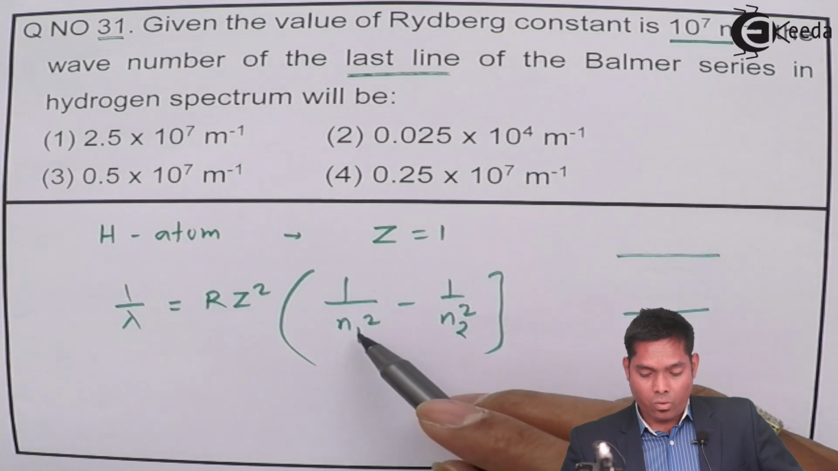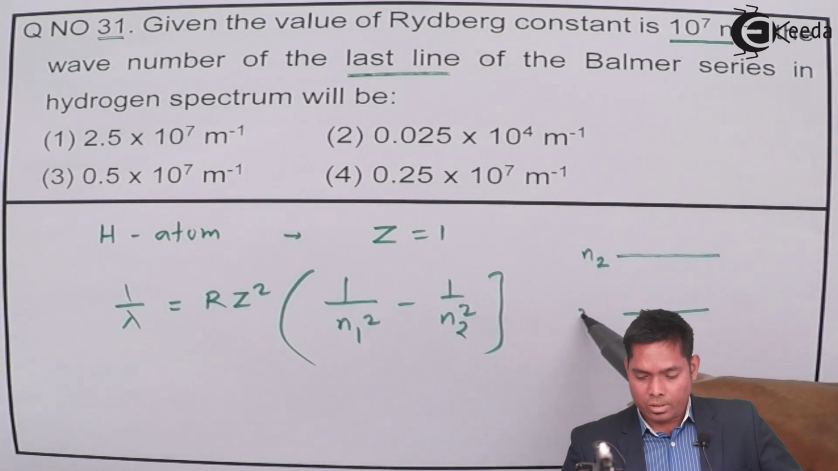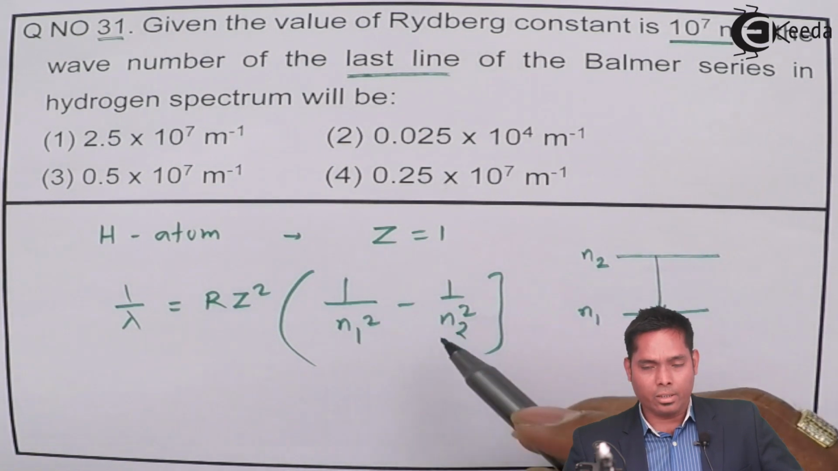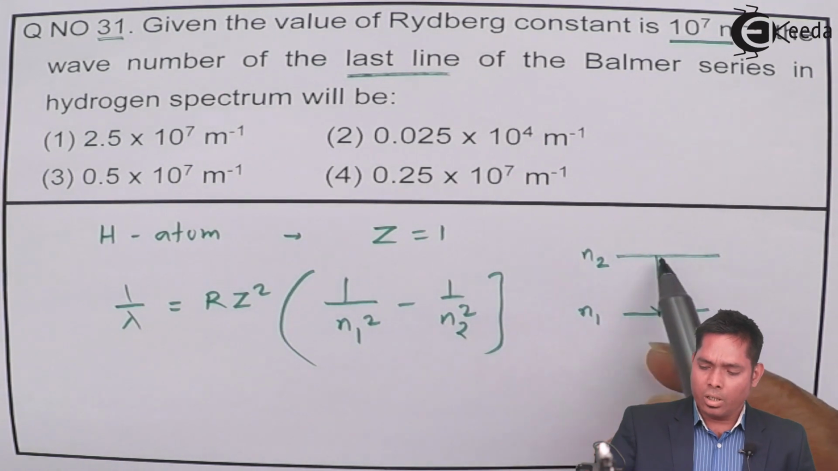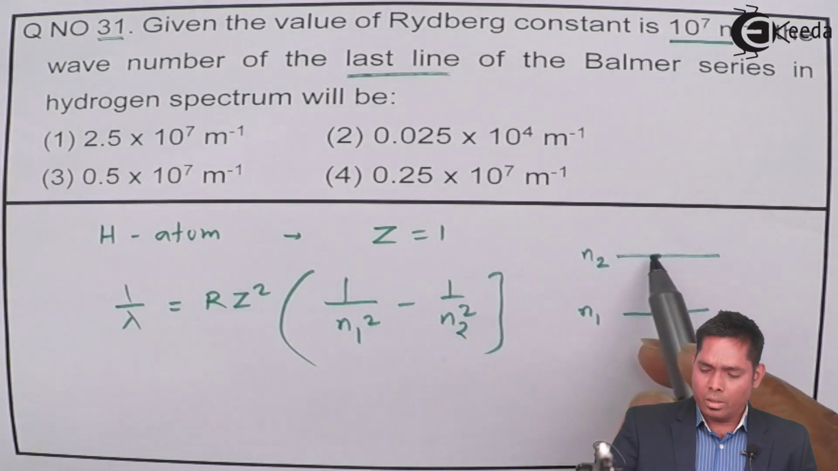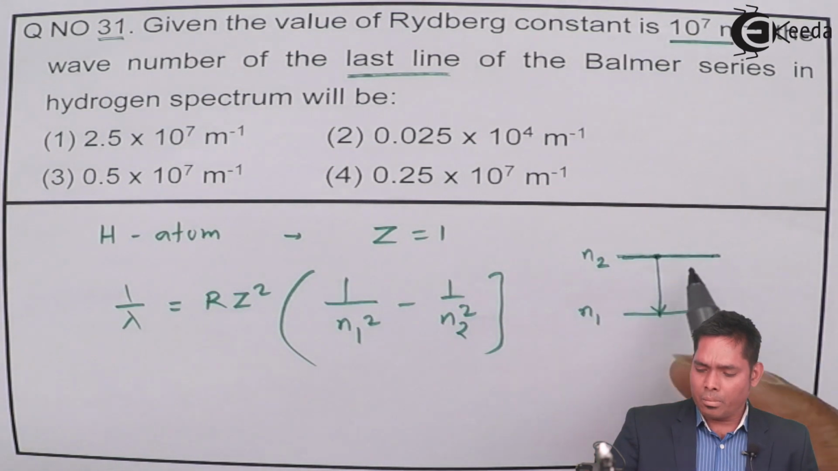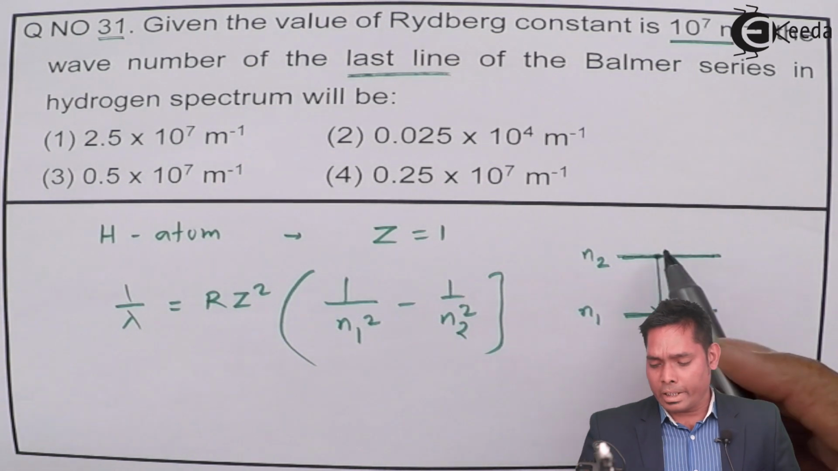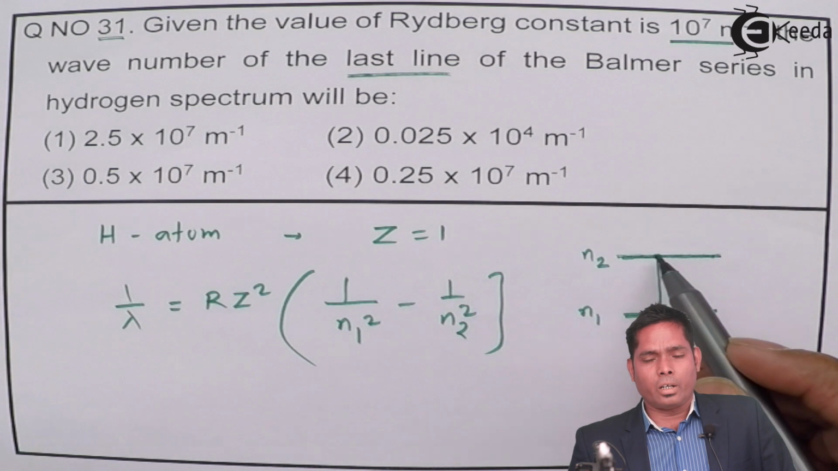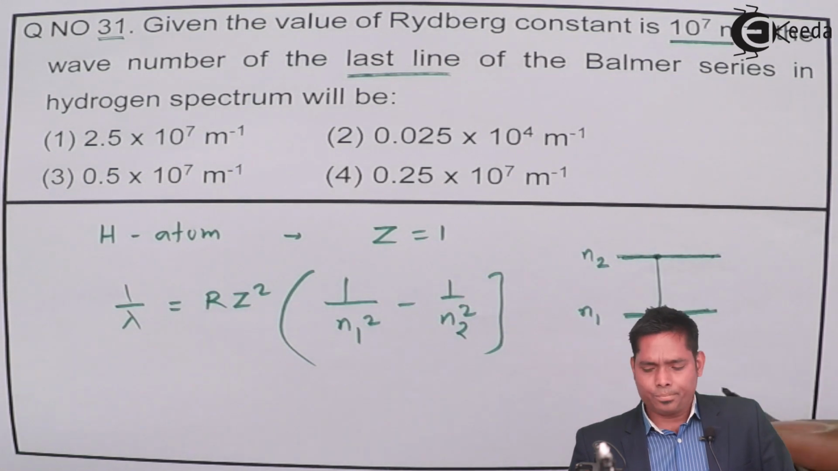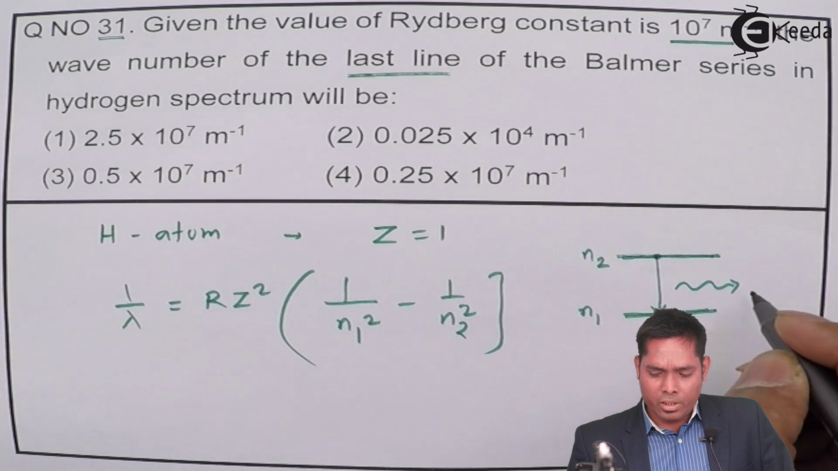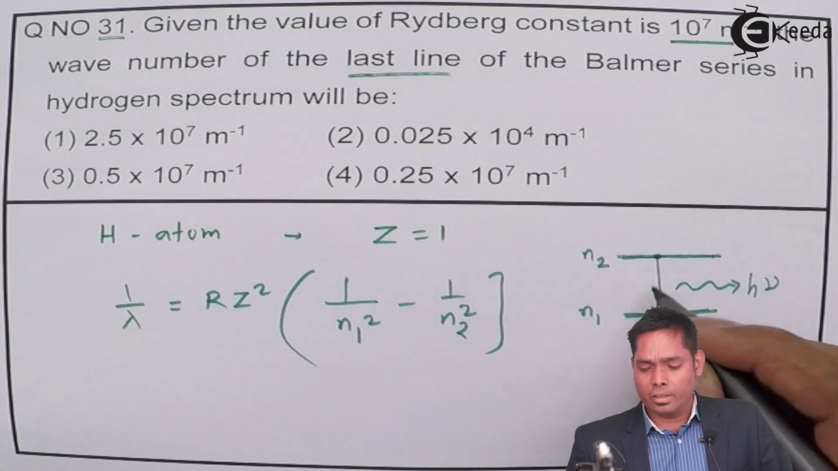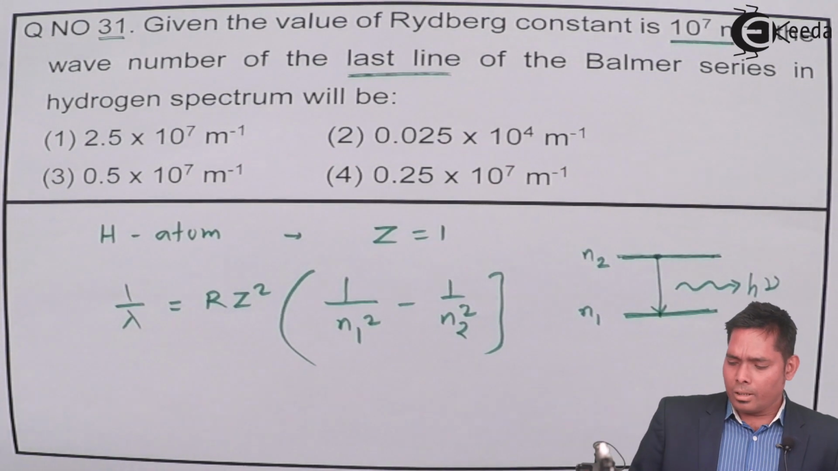This is your N2 suppose and this is your N1. If the transition is occurring from N2 to N1, then we write like this. This is the orbit number, and this is the other orbit number to which the transition is taking place. The electron is jumping from the N2 orbit to N1 orbit, thereby it emits radiation of energy equal to h mu, the difference of the energy of the two levels.